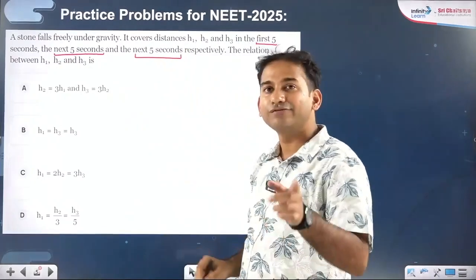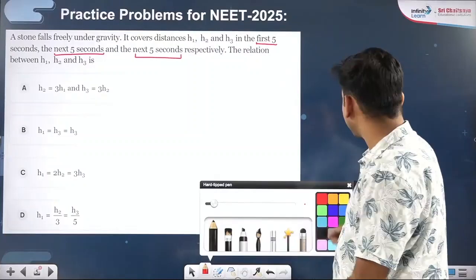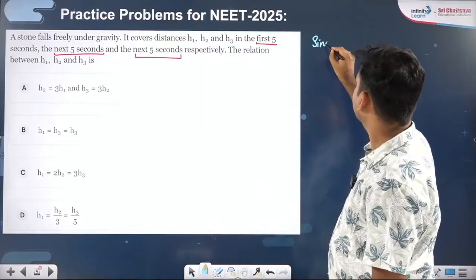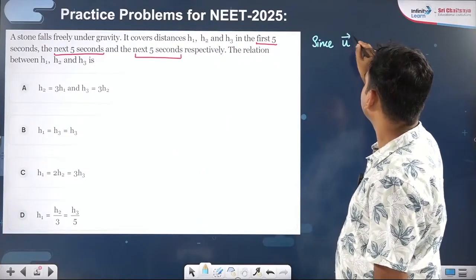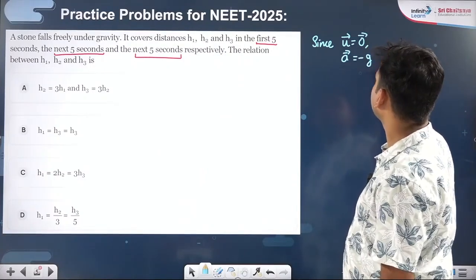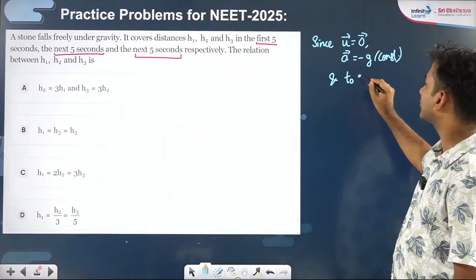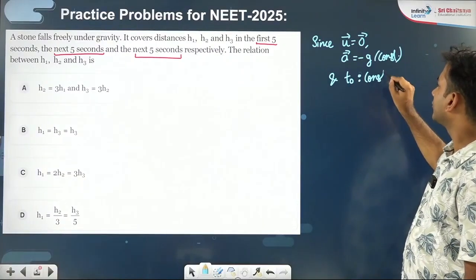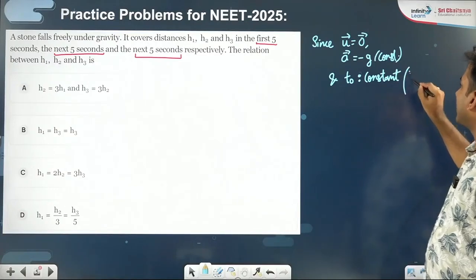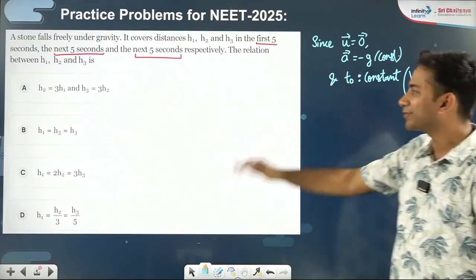This actual data of 5 seconds doesn't matter to you. Since the time intervals are equal, since u is equal to 0, a is equal to minus g, constant, and time interval is constant. T0 is constant, irrespective of value. Its actual value doesn't matter. In the final exam, you need not write this. I am explaining it to you, so I am taking some time. Otherwise, you can do this problem mentally.